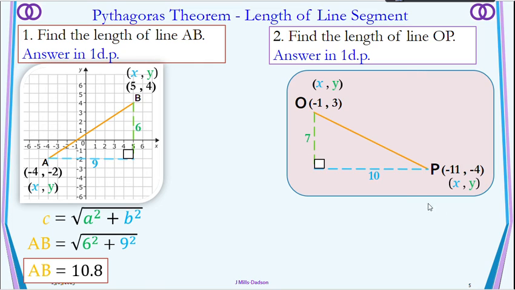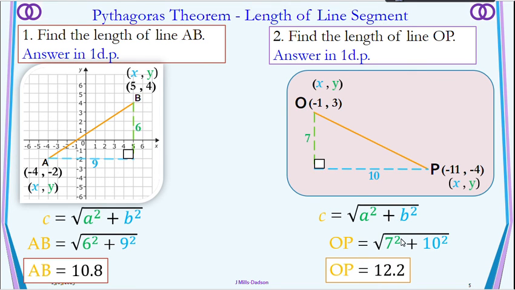So you're going to square them, add, and find the square root. So that line, which is c, is square root of a squared plus b squared. a is 7, b is 10. Put it into the calculator with the square root, and you get your answer. So this is how you need to use Pythagoras to work out the length of a line segment.